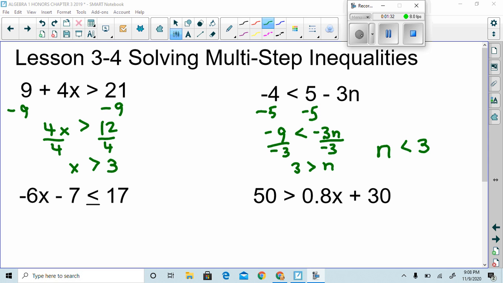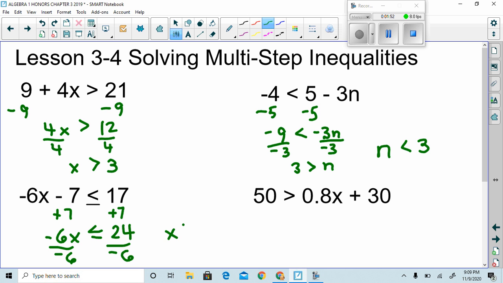On to our next problem. Let's go ahead and add 7 to both sides. Negative 6x is less than or equal to 24. Divide by a negative. As soon as I say divide by a negative, that should put up a red flag to you that you should then reverse the direction of your inequality, and we'll get x is greater than or equal to negative 4.